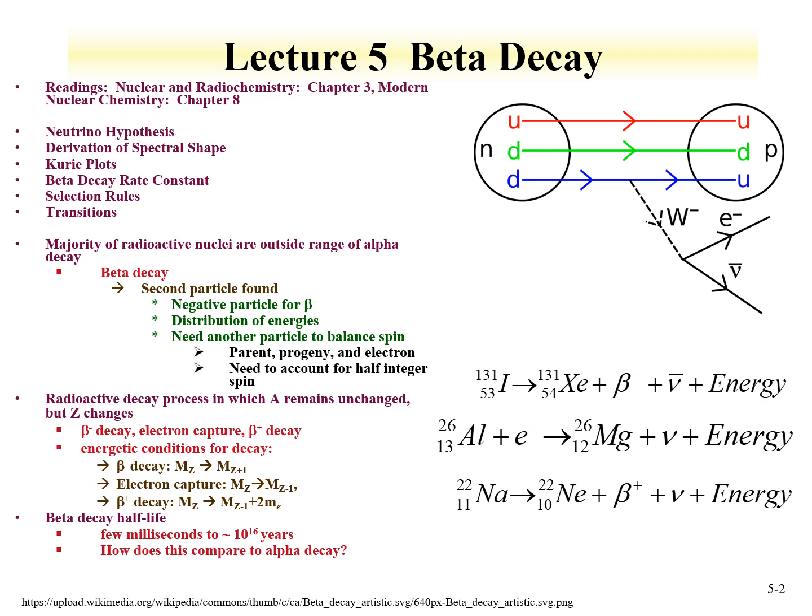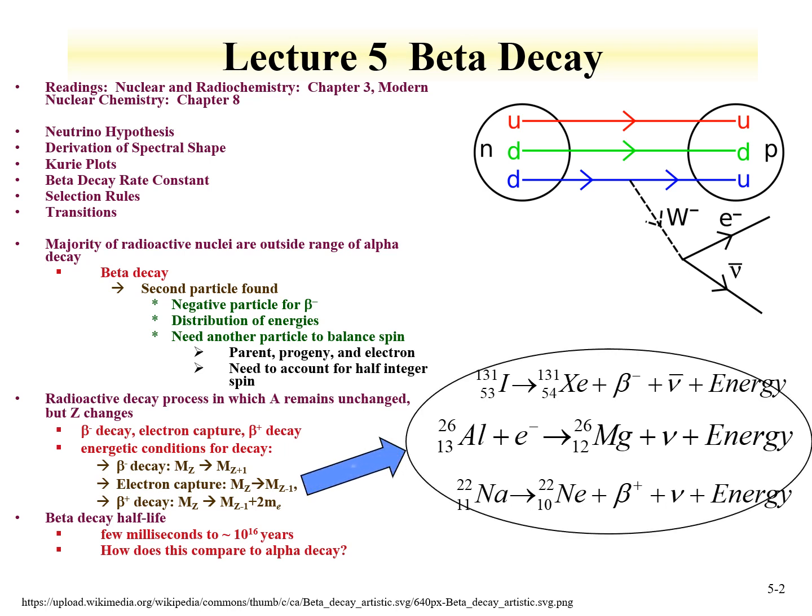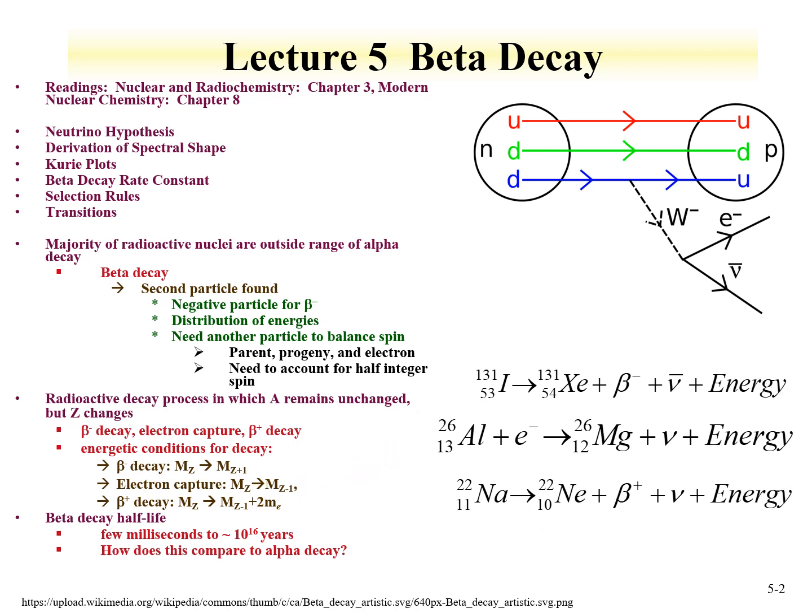As we can see, there are examples of beta minus decay and electron capture. In beta minus decay, we're increasing the proton number. A remains the same. For electron capture and positron decay, we're decreasing the proton number. A remains the same. The half-lives for beta decays are from a few milliseconds to 10 to the 14th years. You can see that this is a little bit different than the range for alpha decay. Alpha decay half-lives can be shorter than milliseconds.